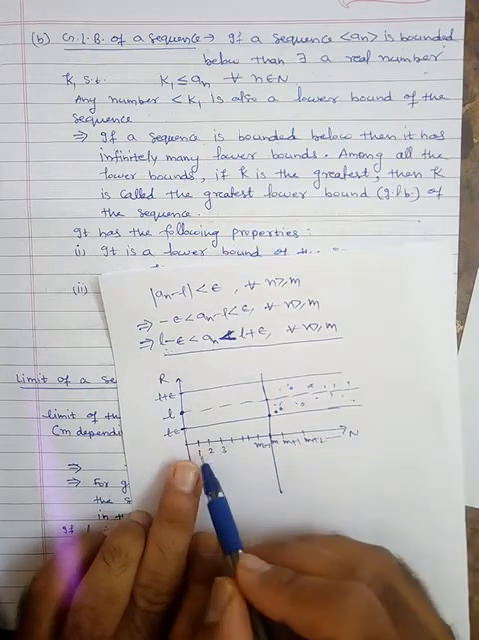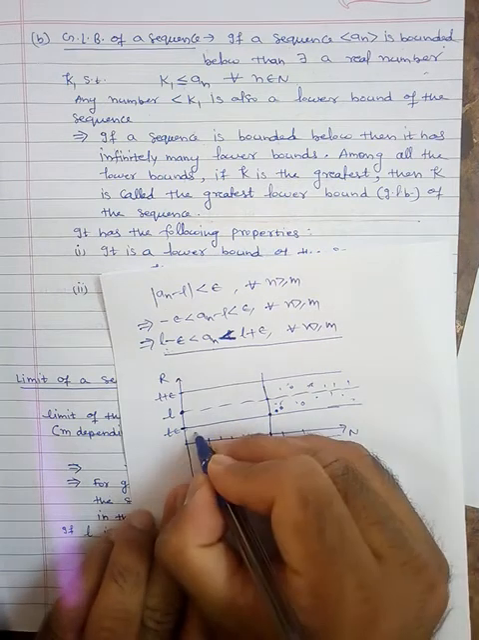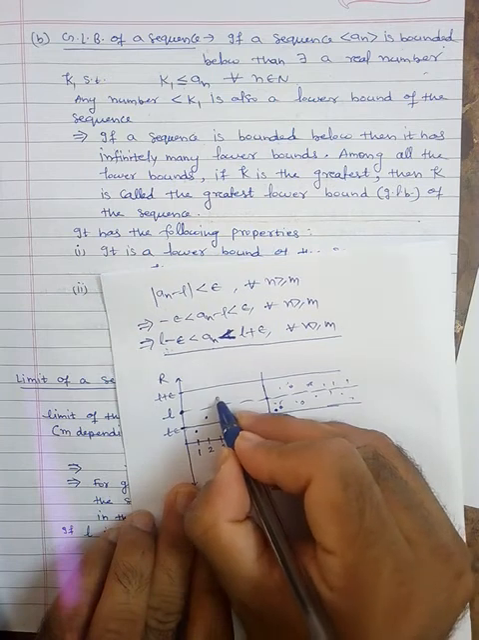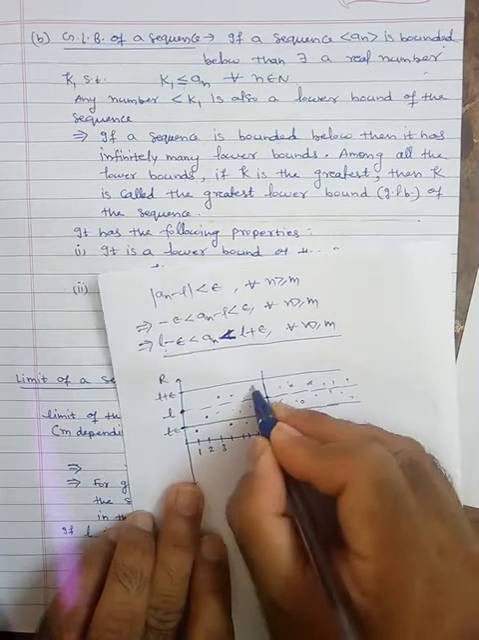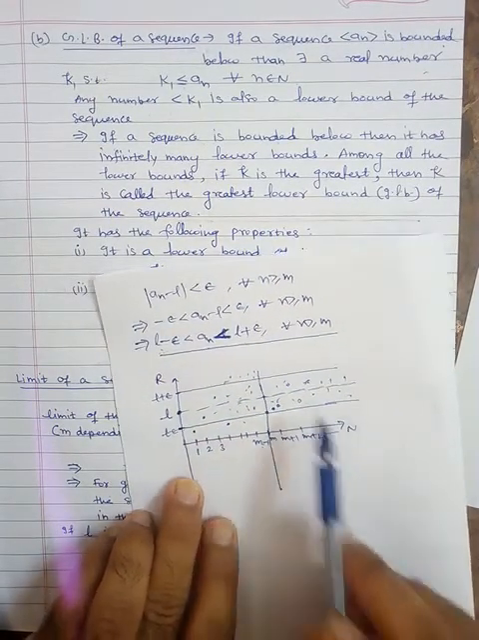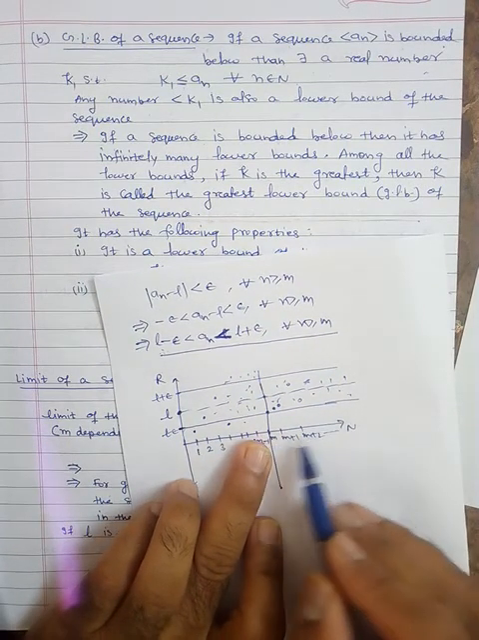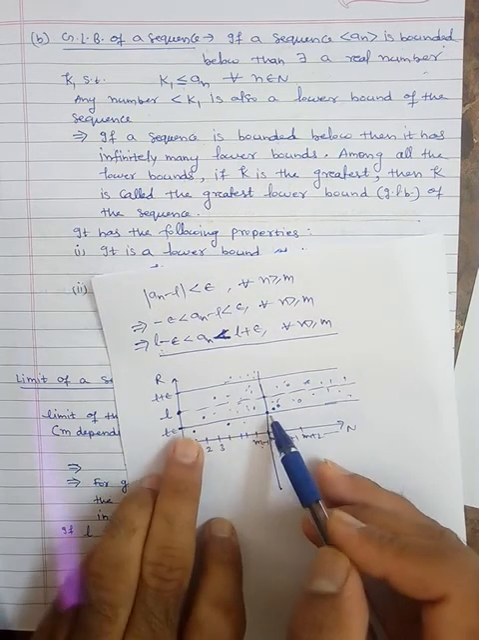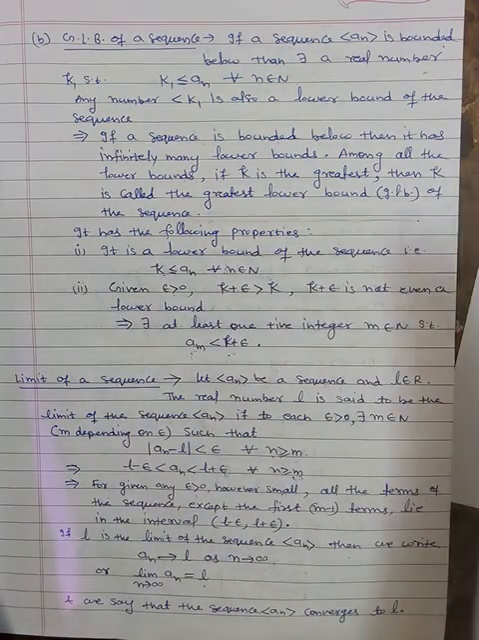However, for these 1 to m minus 1, they may or may not be lying in this band. For example, a_1 is lying here, a_2 may be here, a_3 may be here, a_4 may be here, and so on. Some of them may be inside or some of them may be outside. But according to this definition, all the a_n after this m, including m, are strictly lying in this band. However, the earlier ones may or may not be in this band. So this is the definition of the limit of a sequence.